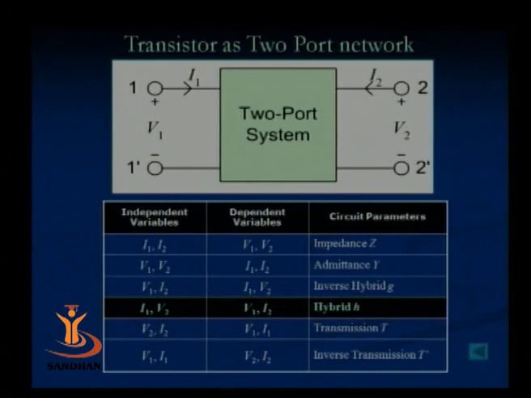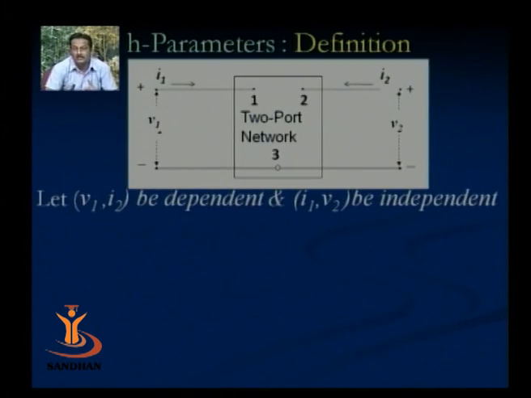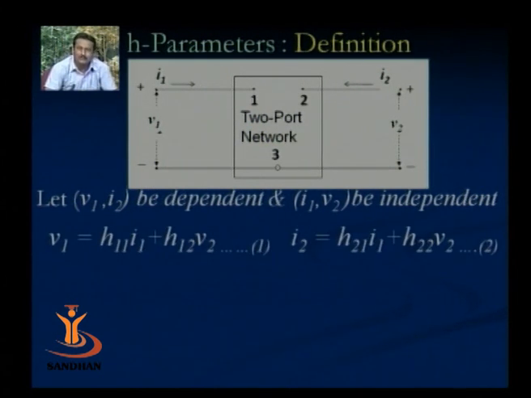So what are the H parameters? Now we are able to define them. Out of these 6 possible ways, we relate the 4 variables in a special way, like this: let V1 and I2 be dependent and I1 and V2 be independent. Whatever relation we obtain in that case is represented by some constants.